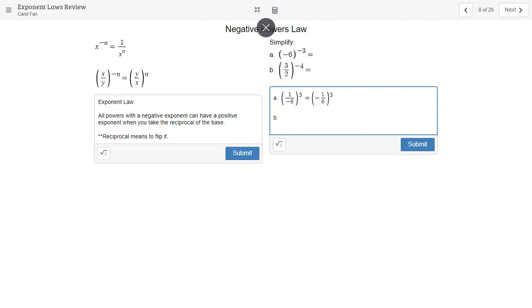Okay, part B, 3 over 2 to the power of negative 4. Let's make this positive by taking the reciprocal of the base. So we have 2 over 3 to the power of 4.